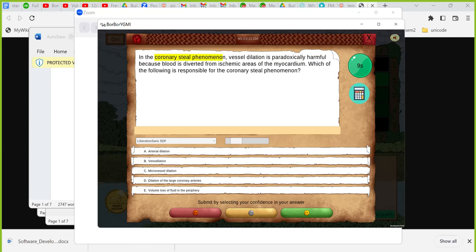In the coronary steal phenomenon, vessel dilation is prolongedly harmful because blood is diverted from ischemic areas of the myocardium. Which of the following is responsible for the coronary steal phenomenon? Right. So are you aware of kind of coronary steal and how it works?